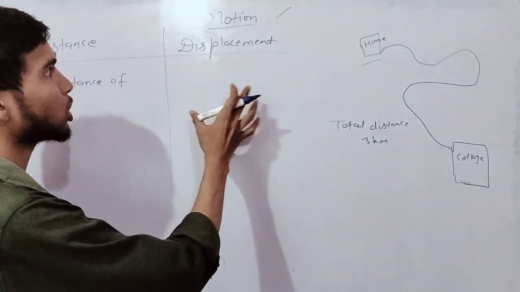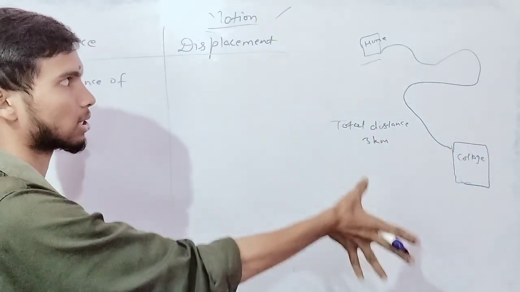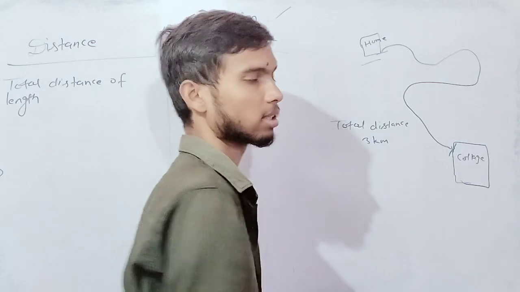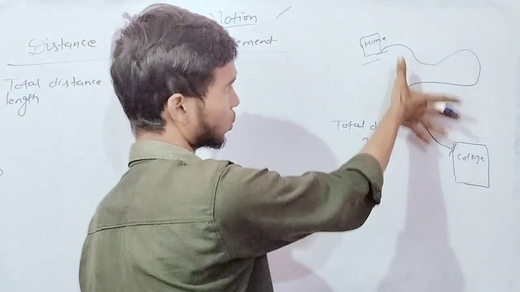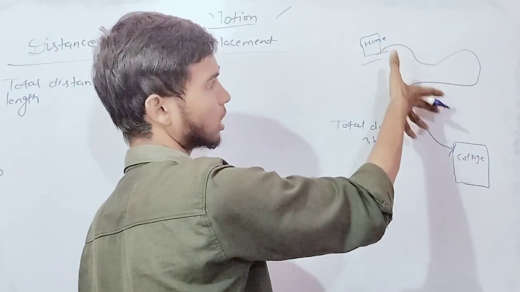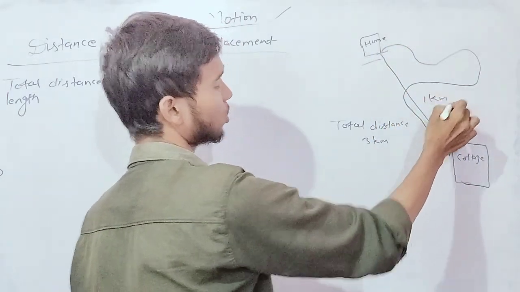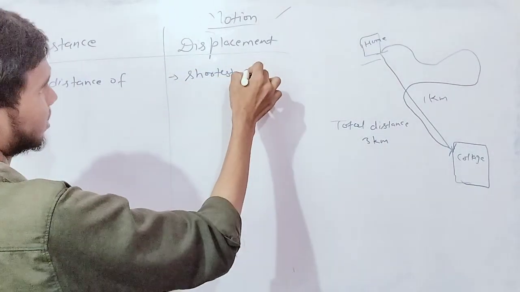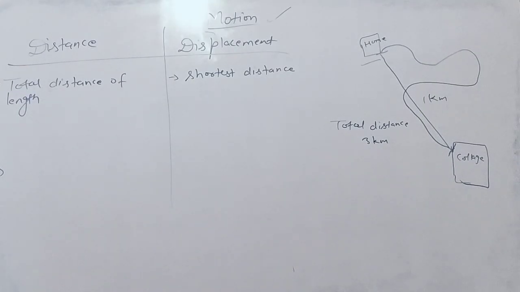To define displacement, you will take the shortest distance. It is also a distance, but you will take the shortest distance from initial to final. This is initial and this is final. Straight, you can say, and shortest. This was long. This is the shortest, and from here till here it is 1 kilometer. So you would say shortest distance. To define displacement, we take the shortest distance.